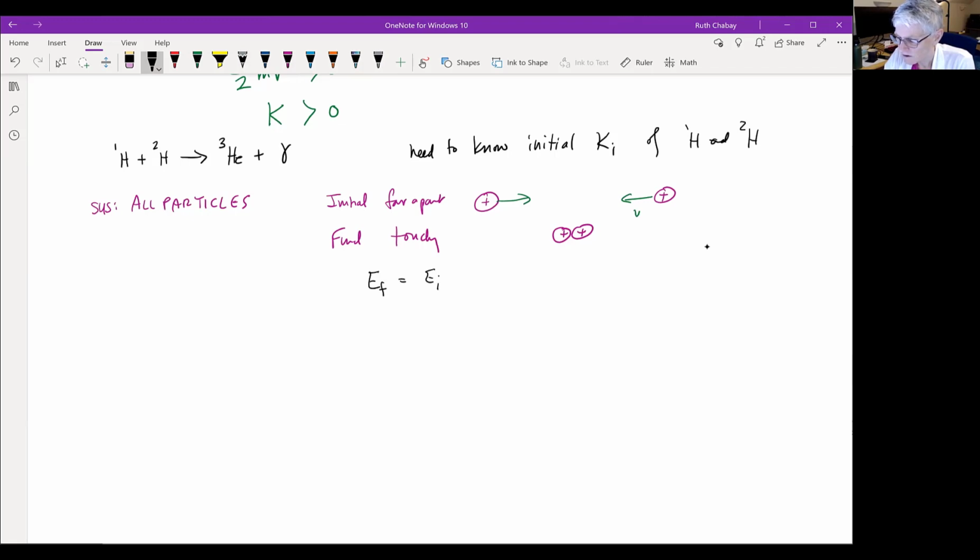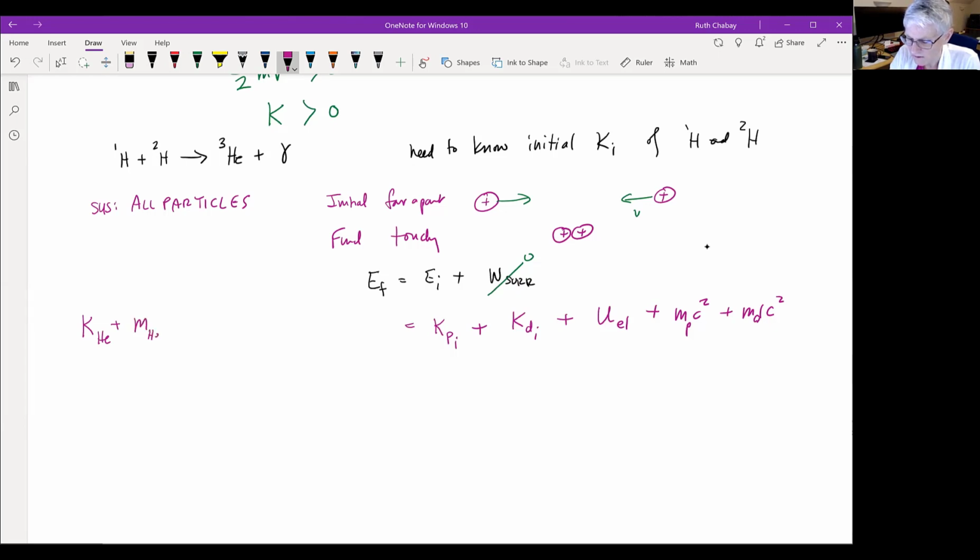E final is E initial plus work by the surroundings, and that's going to be 0. And now we need to expand these equations. So initially, we have the kinetic energy of the proton plus the kinetic energy of the deuterium plus the electric potential energy of this system, right? Plus the rest energy of the proton, plus the rest energy of the deuterium. And our final state, we have different particles. So we've got the kinetic energy of the helium plus the rest energy of the helium nucleus plus the energy of the photon.